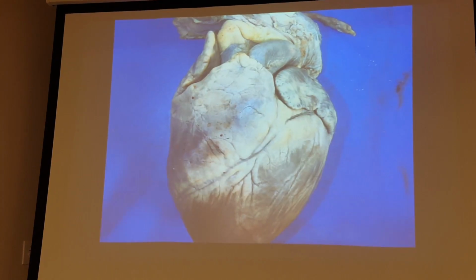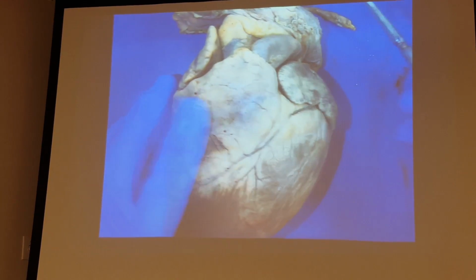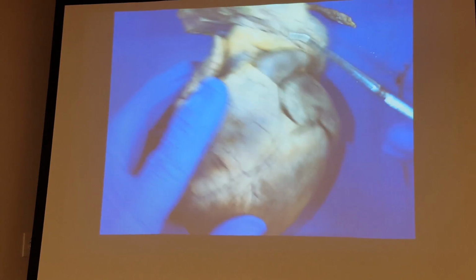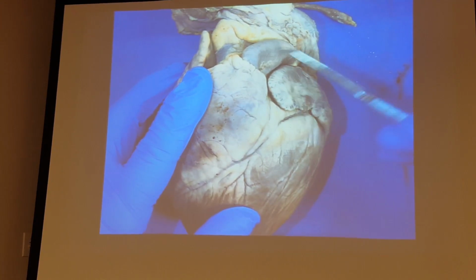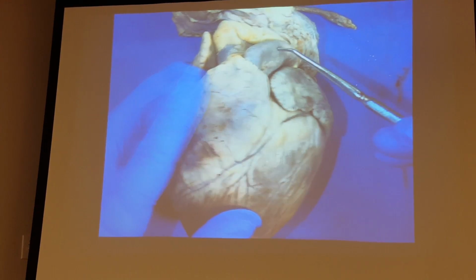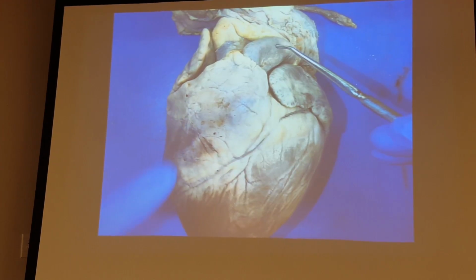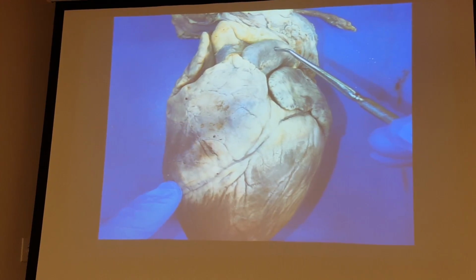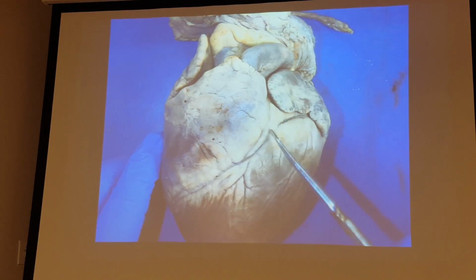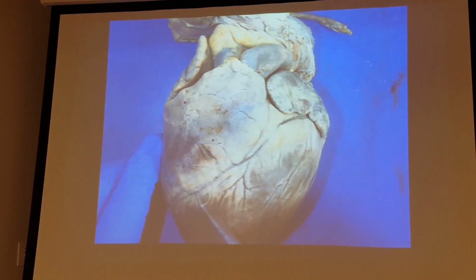So we're looking at the heart. This is the anterior part of the heart. The reason I know it's the anterior part is because here is the pulmonary trunk, that big artery coming out of the right ventricle over here. If we wanted to get real specific, here's that anterior interventricular sulcus.